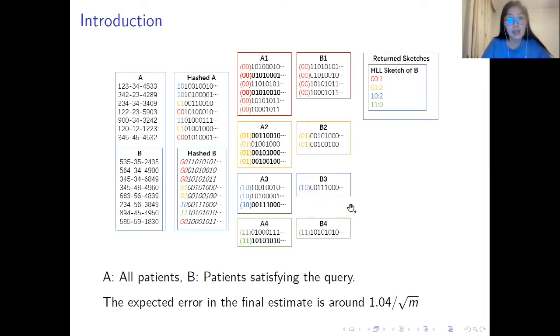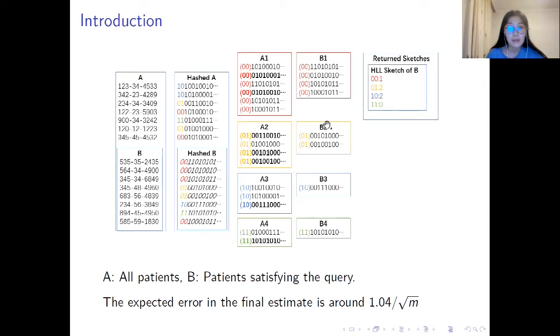Okay, the next step is that for each bucket, the hospital will find the maximum number of 0s before the first 1 among all hash values in the bucket. So let's look at B1 here. The first number in B1 is 11010101. We ignore the first 2 bits because those are for partition, and they are the same in the bucket. So there is no 0 before the first 1 in the first number. And for the second number, 01010010, there is one 0 before the first 1 in the base 2 representation of this number. So for the HyperLogLog sketch of the first bucket, it should be 1 here, right.